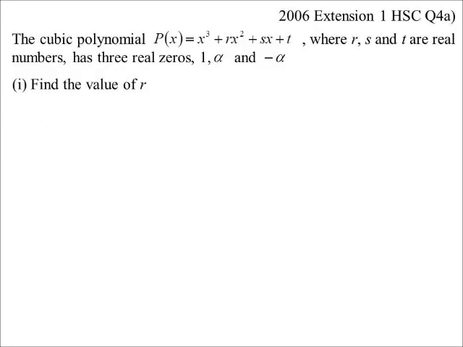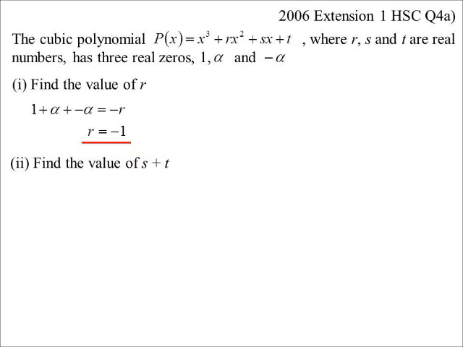2006 paper. So this time we've got a few pronumerals there. x cubed plus r x squared plus s x plus t. We've been told the zeros are 1, alpha, and minus alpha. Find the value of r. Well, in this case, 1 at a time is going to be handy because when I add them 1 at a time, the alpha and the minus alpha will cancel. So I'm going to have 1 plus alpha plus minus alpha is minus r. So r turns out to be negative 1. So there's the first part of the question.